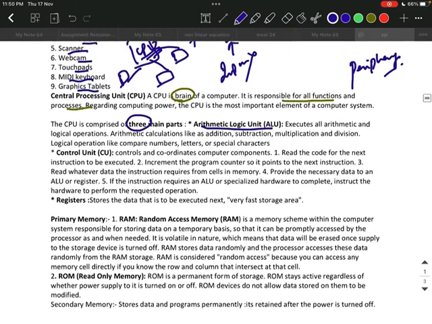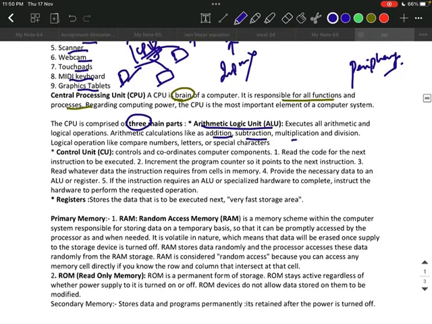Now, what are arithmetic calculations? Like addition, subtraction, multiplication, division. Logical, where you are comparing the numbers, letters, special characters, they are the logical operations. And both of these are being controlled by a part known as ALU, arithmetical and logical unit.